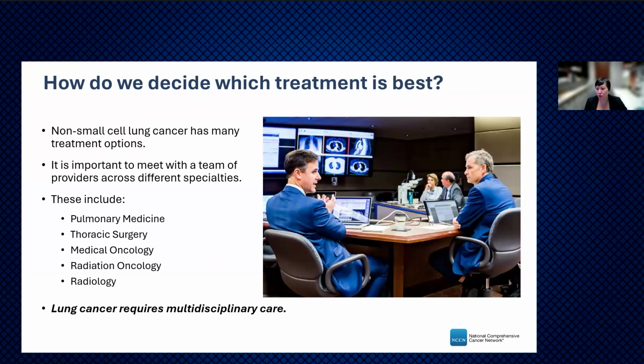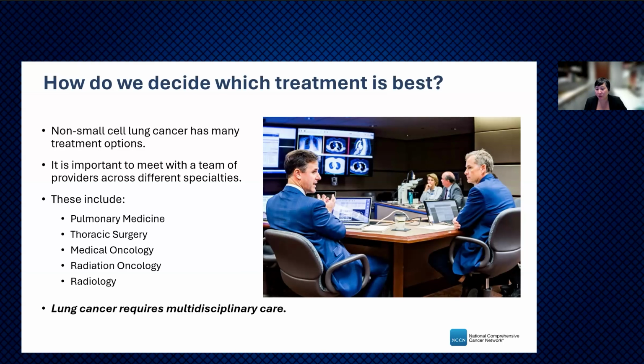So how do we decide which treatment is best? It's very confusing sometimes. It's very overwhelming to be told that you have lung cancer. And there are many treatment options, and I generally listed some just before, showing you that there's lots of different things we can do. And this is where having a team is important. It is really important to meet with a team of providers, and you'll meet lots of different people.